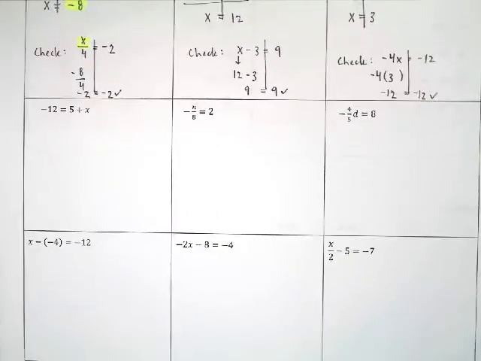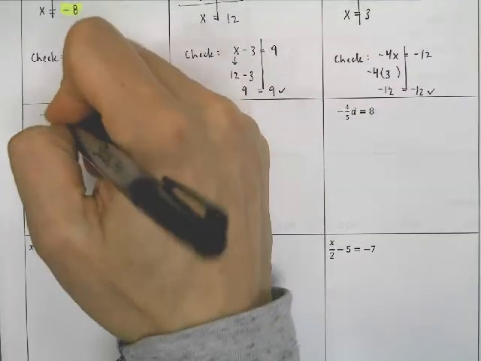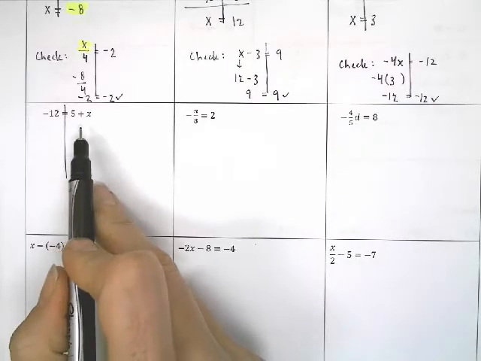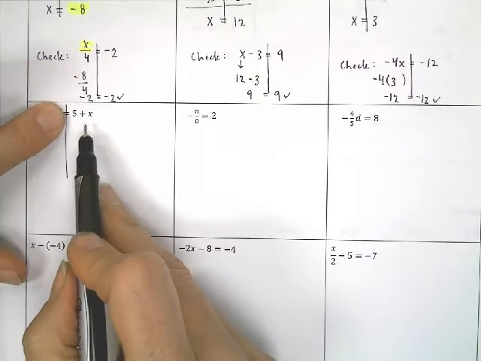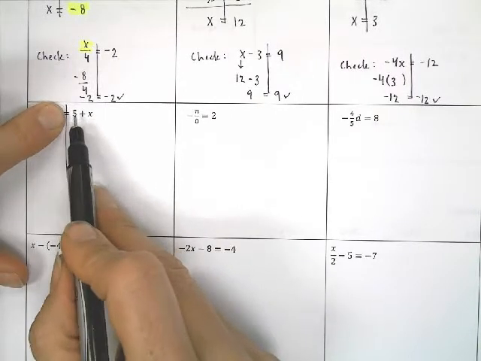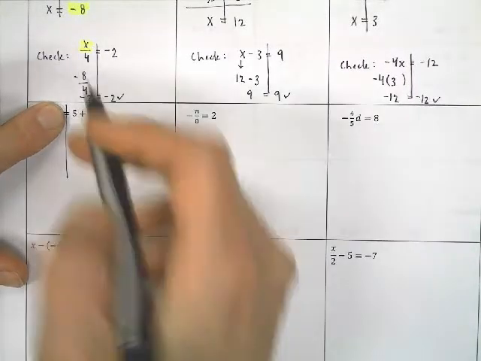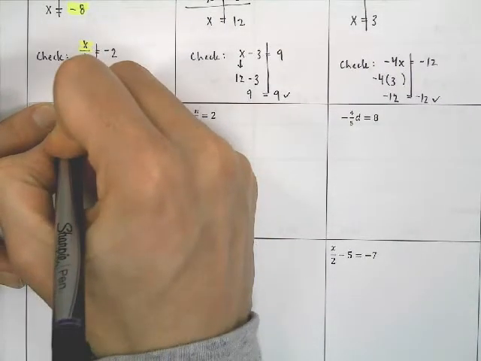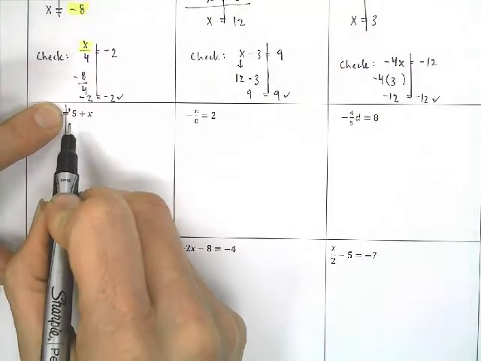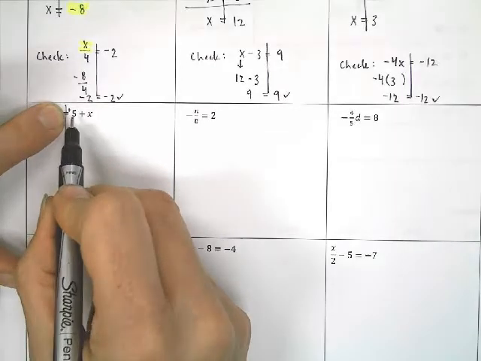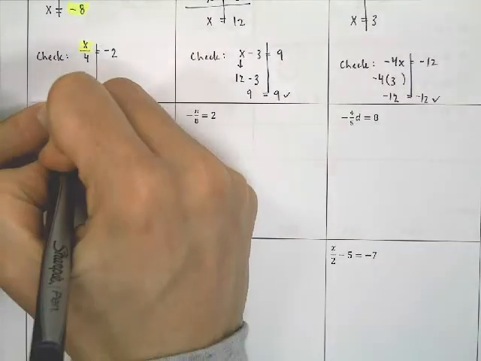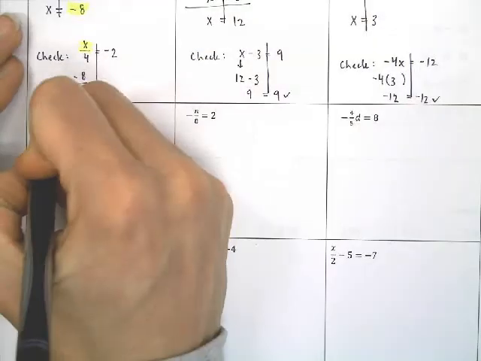Okay, moving on to the next one here. Now, here I can see it's a little different because now my x is on the right-hand side. So that's where I want to focus first. Now, I notice I have a positive 5 here. There's no plus, but I know it has to be positive. So if that's a positive 5, to get rid of it, I'm going to need to subtract 5 from both sides.